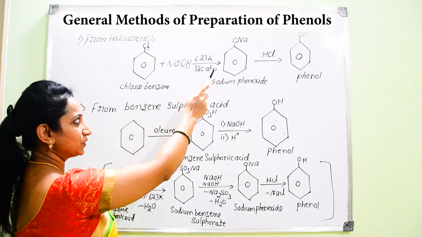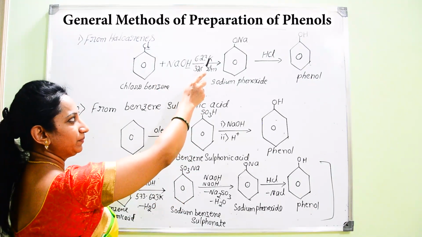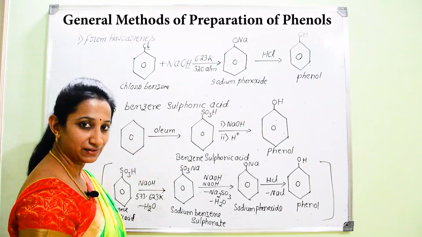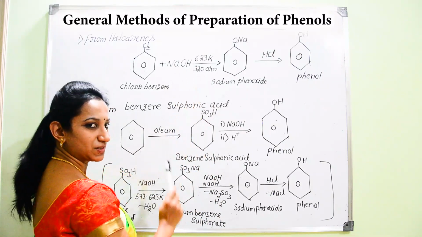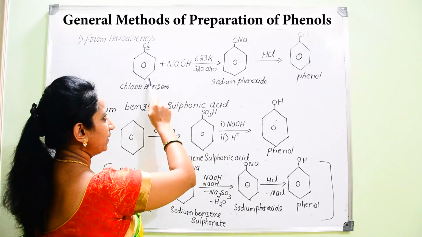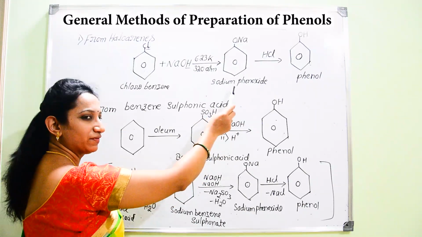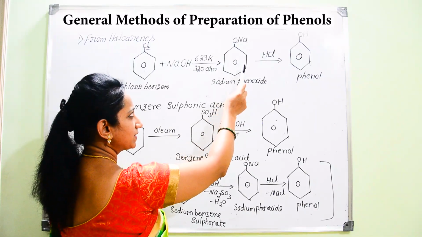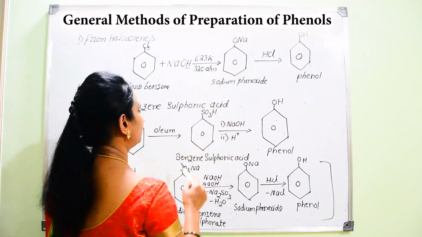Chlorobenzene, when it is fused with sodium hydroxide, a strong alkali, at a temperature of 623 Kelvin and at a pressure of 320 atmospheres, is converted into sodium phenoxide. What is sodium phenoxide? Here, to the benzene ring there will be attachment of ONa. How are we going to get this group?